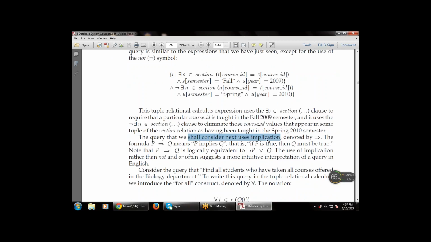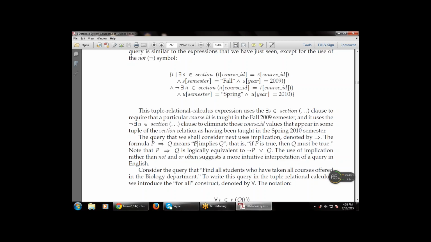The query that we consider next uses implication, that is denoted by the arrow sign. So the formula P arrow Q means P implies Q. That is, if P is true, then Q must be true. So if P is true, then Q must be true, otherwise the implication is false.